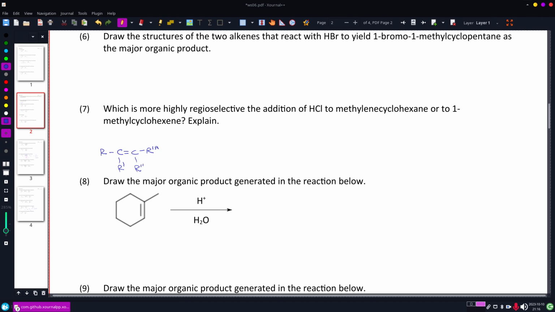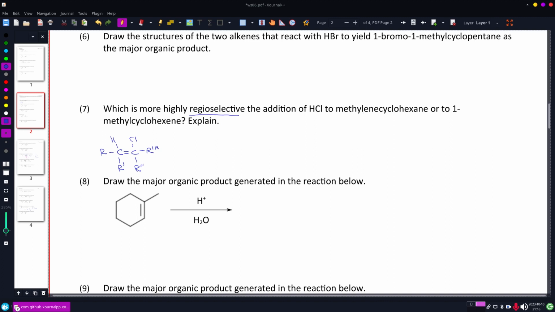But if I have R groups on both, all the way around on all those sides, I could do an H here or a Cl here, or vice versa. I have a lot of products possible. What makes it regioselective is if I happen to have a location with more hydrogens.